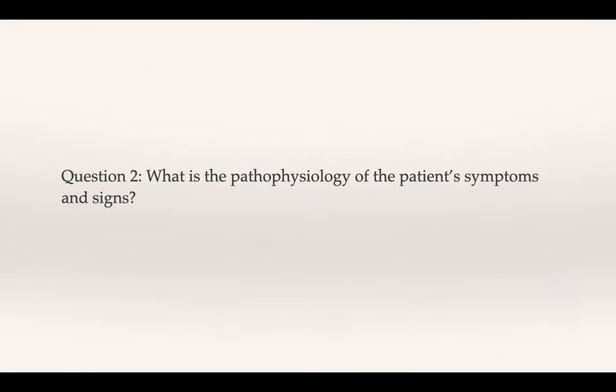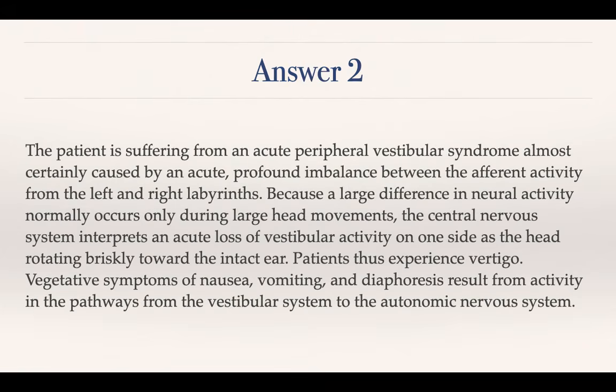So what is the pathophysiology of the patient's symptoms and signs? What does it actually teach us about the vestibular system? The patient is suffering from an acute peripheral vestibular syndrome, almost certainly caused by an acute, profound imbalance between the afferent activity from the right and left labyrinths. There is an imbalance between the right and the left. That is what that nystagmus suggests.